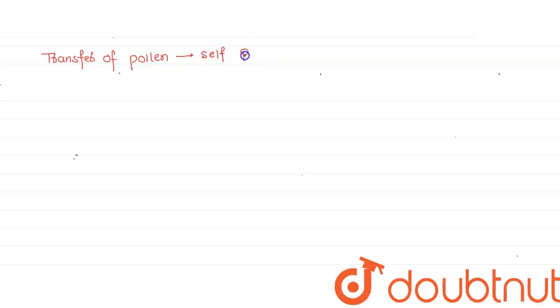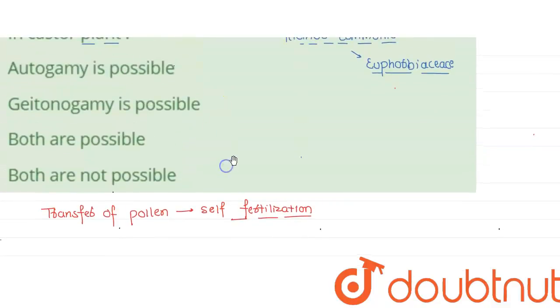So autogamy is defined as self fertilization, but that is not the case as far as the castor plant is concerned. Why? Because in castor plants self fertilization is not needed. So that's why option A is incorrect. What are the examples of autogamy? For example, tobacco is an example of autogamy. But in the case of the castor plant, autogamy does not happen.